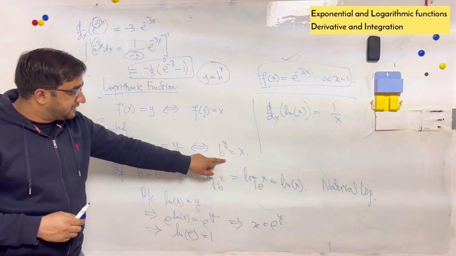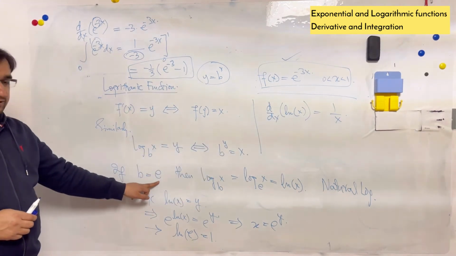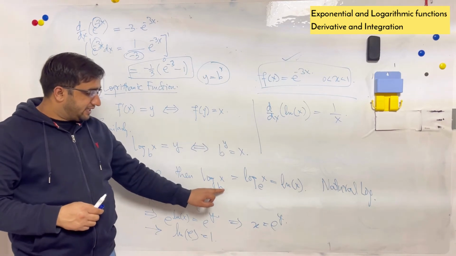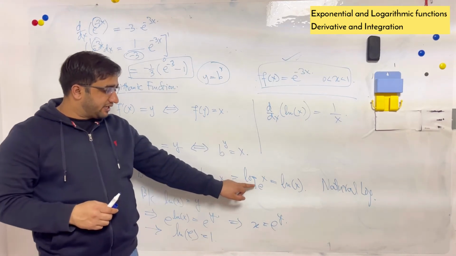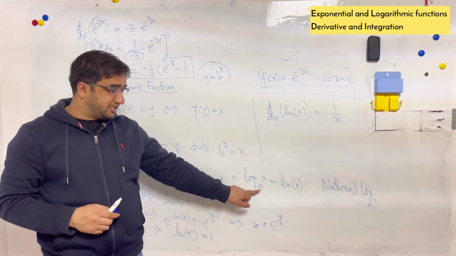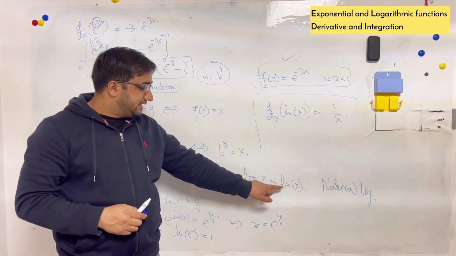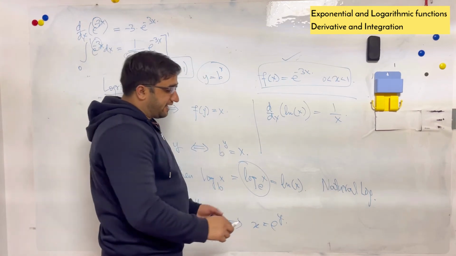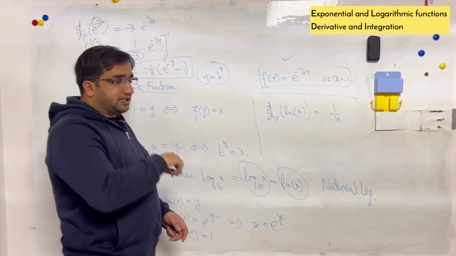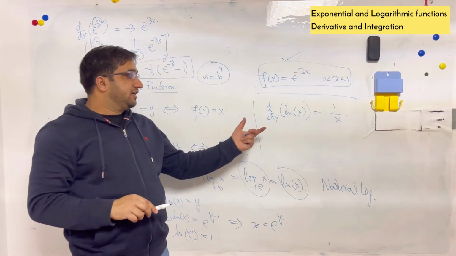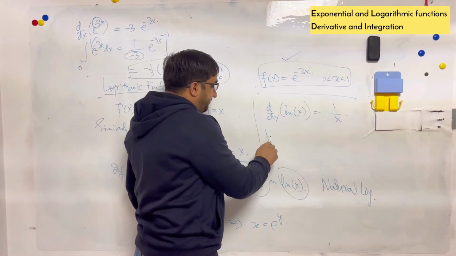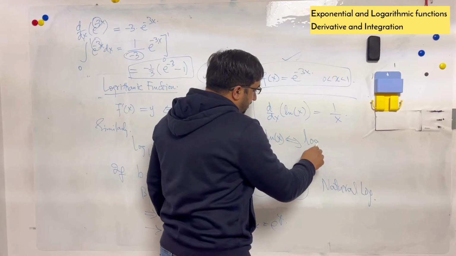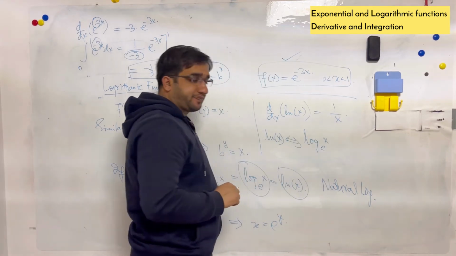And if this number b is replaced with the exponential number e, then this becomes log x to the base e, where e is the exponential number. This whole thing we generally write as ln of x. So mostly and commonly we use ln of x, which is equivalent to log of x to the base e.